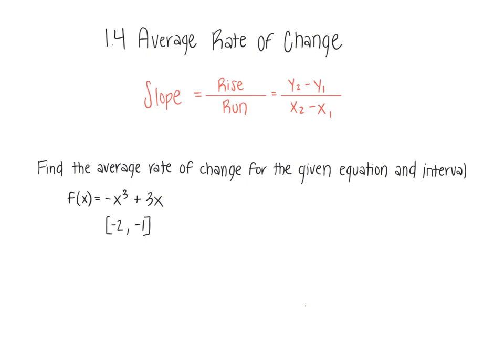Average rate of change questions typically present you with two pieces of information. They give you the equation, which I've highlighted here in blue, and they also present you with the interval, which I've highlighted here in green. One key piece of information that you need to keep in your head is that the interval given is always going to be x values.